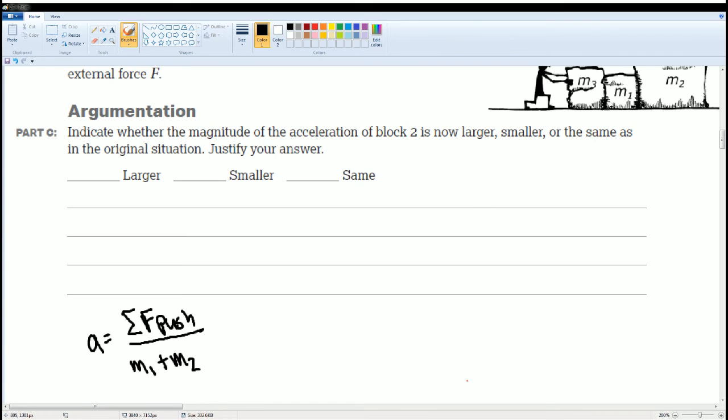The fact that they throw in a third mass, how does this change? Well, you are going to add a what? A third mass. Look at what happens to the A if I add the mass. Because it's in the denominator, this is going to go down as a result. So we would say it is going to be smaller.